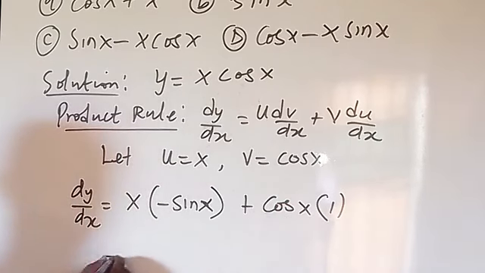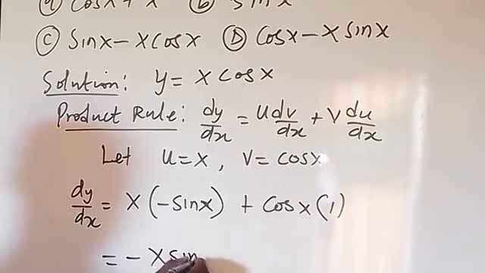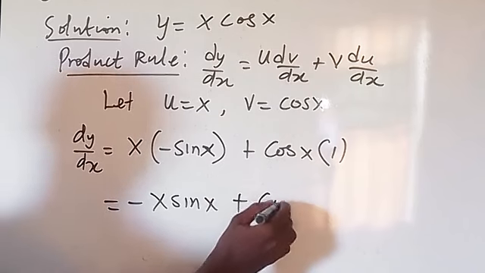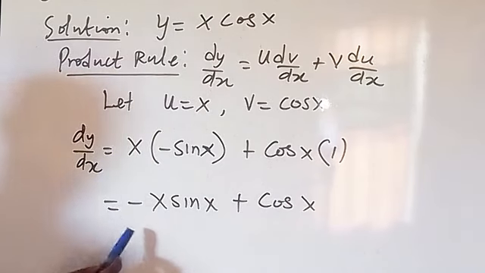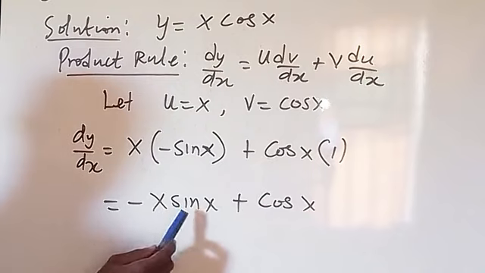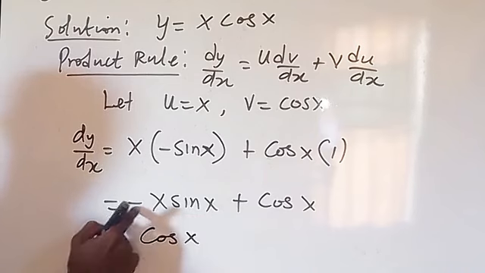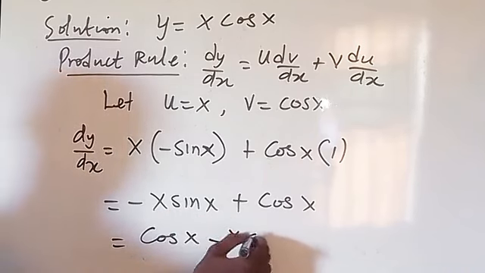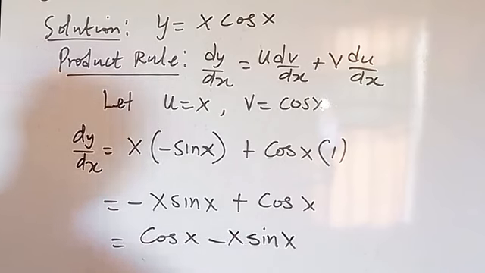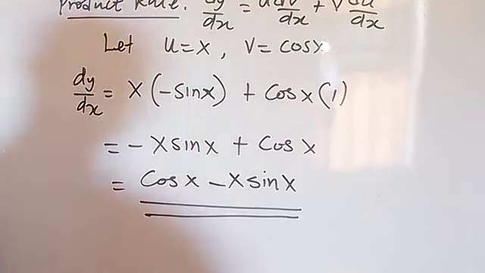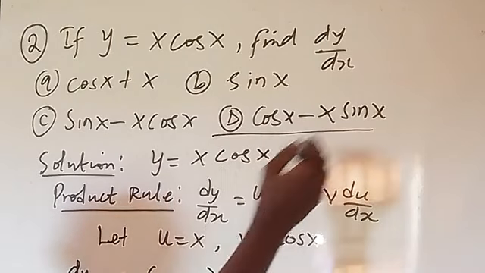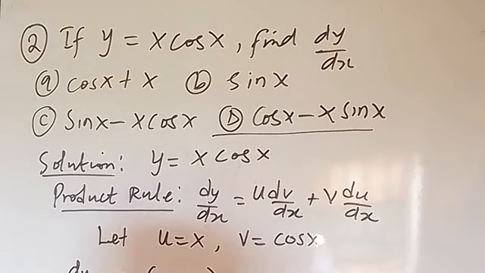So we have x times minus sin x, which gives minus x sin x, then plus cos x. So we have minus x sin x plus cos x. We can rewrite this as cos x coming first, then taking this after. So we have cos x minus x sin x. Then looking at the options, we have option D to be the solution to the problem. Thank you.